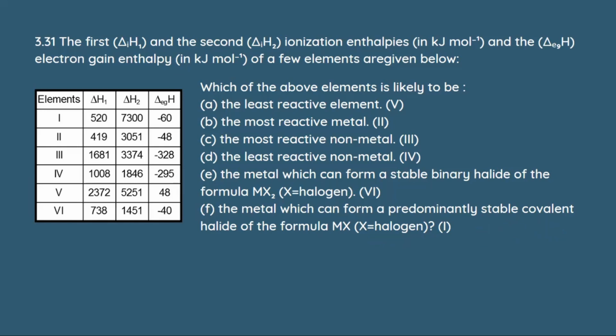So in a nutshell, you need to remember that the ionization enthalpy for metals will be low, and for non-metals will be high. That's the first thing. Second, the electron gain enthalpy for metals is less negative, whereas the same for non-metals is more negative.